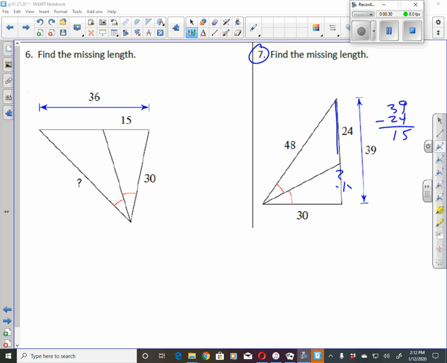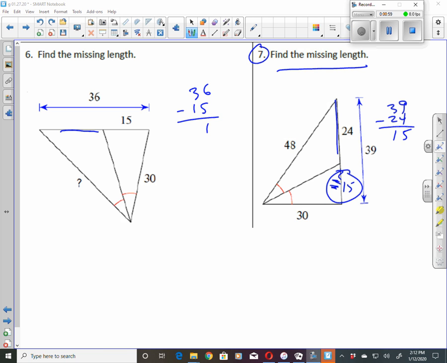So if we know this is 15, now the angle bisector theorem makes sense, and we can go ahead and set this up and cross multiply if need be. But they said find the missing length. We found the missing length. That was just equal to 15. We're done.